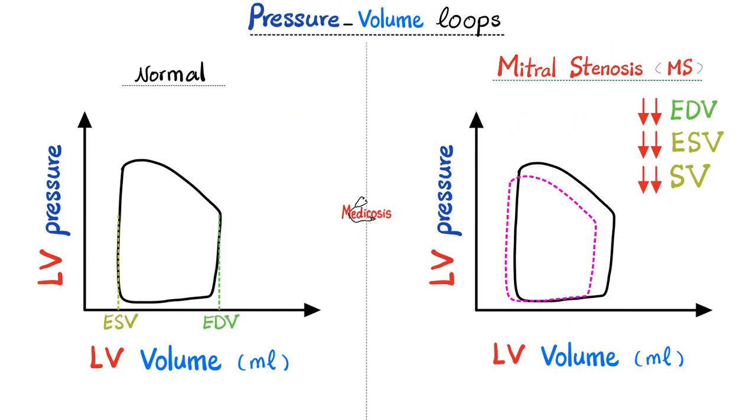Next, what's the effect of mitral stenosis on the pressure-volume loops? Here is the normal graph. Pressure is here, volume is here. That's why it's called pressure-volume loop.